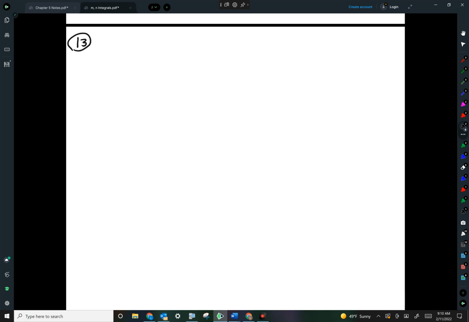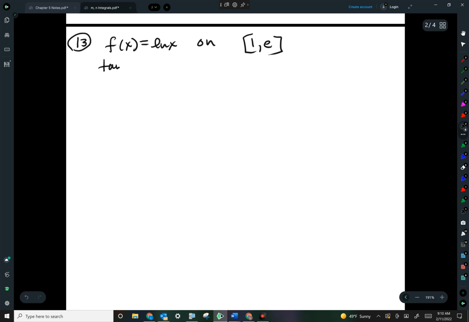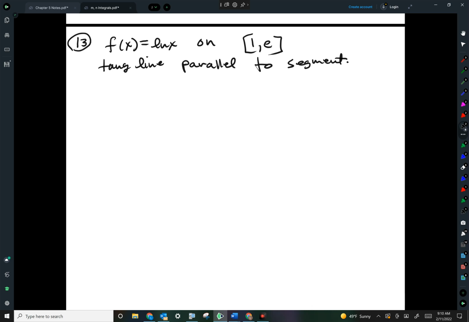It says, find the value of x if f of x equals natural log of x on the interval from 1 to e. Find the value of x when the tangent line is parallel to the segment joining the endpoints. So find the value of x.